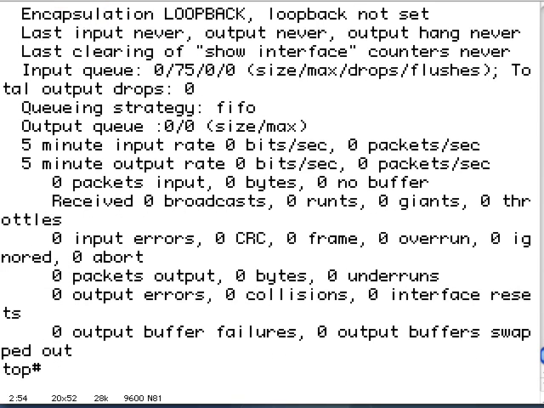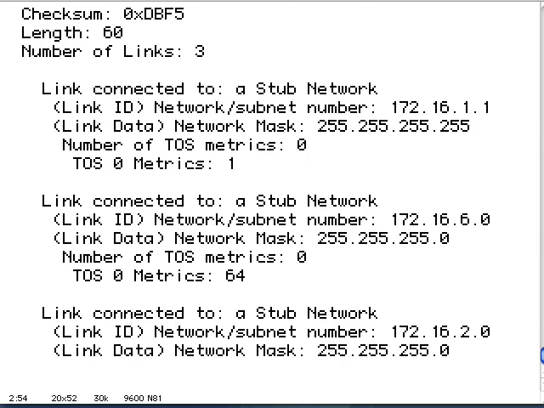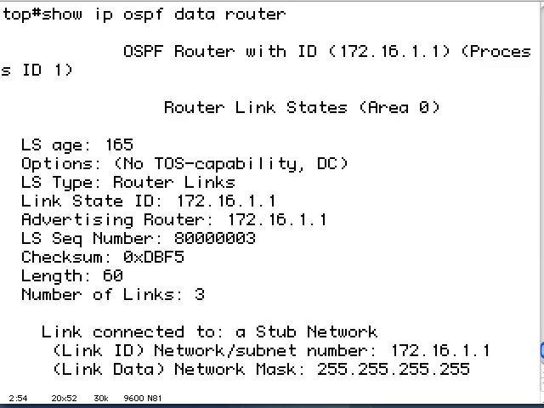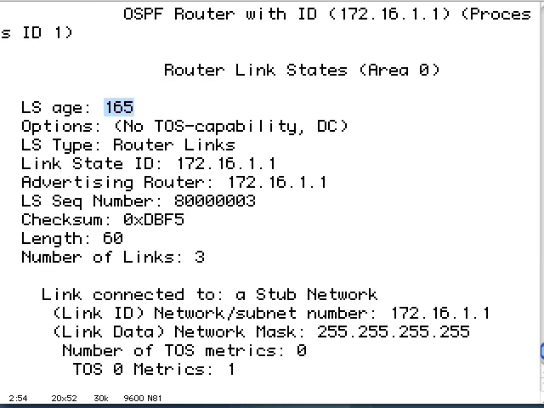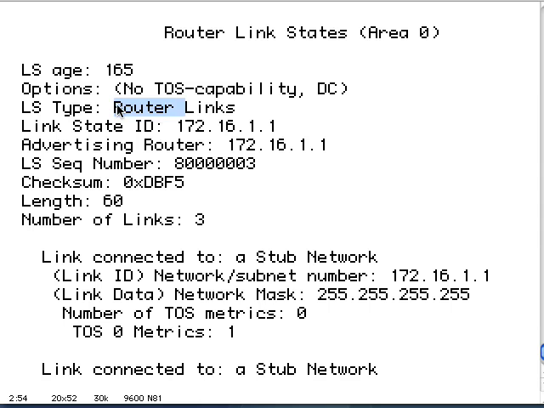Okay, let's look at our database again. Show ip ospf database. We still only have one link state advertisement in our database, and it is still a router LSA. Let's look at it. Show ip ospf database router, and you can see our OSPF database. The link state advertisement age is 165 seconds since I made that config change. It's a router type LSA.